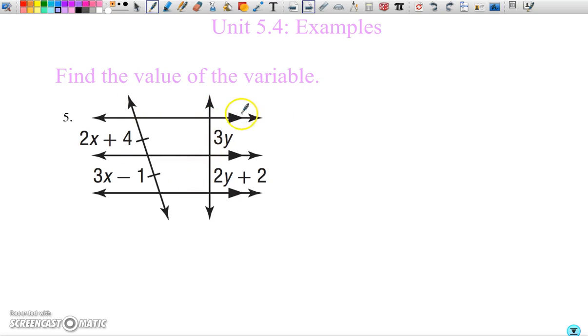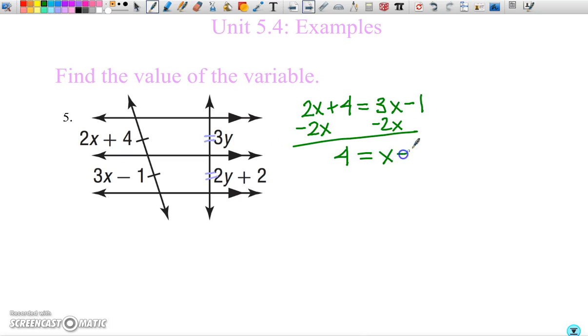Okay, so now we have 3 parallel lines again, so the triangles, remember those are parallel lines, and 2 transversals. We again have 2 sections marked off as congruent, so if these 2 are congruent, then these 2 over here are congruent. So we actually have 2 different variables to solve for in this problem. We have x and y, so one at a time. 2x plus 4 equals 3x minus 1. Subtract 2x from both sides to get 4 equals x minus 1, and then add 1 to both sides of your equation to get x is equal to 5.